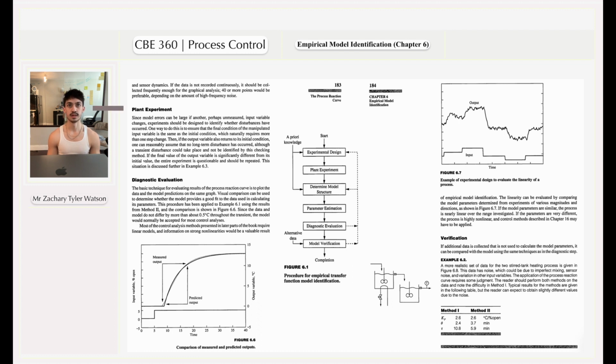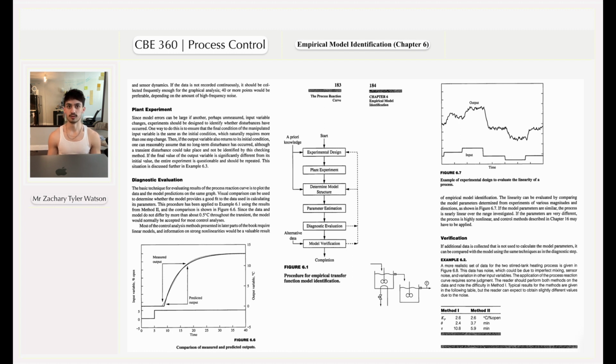Next, we're looking at plant evaluation, and remember this is just figure 6.1. Since model errors can be larger if another perhaps unmeasured input variable changes, experiments should be designed to identify whether disturbances have occurred. One way to do this is to ensure that the final condition of the manipulated input variable is the same as the initial condition, which naturally requires more than one step change. Then, if the output variable also returns to its initial condition, one can reasonably assume that no long-term disturbance has occurred, although a transient disturbance could take place and not be identified by this checking method.